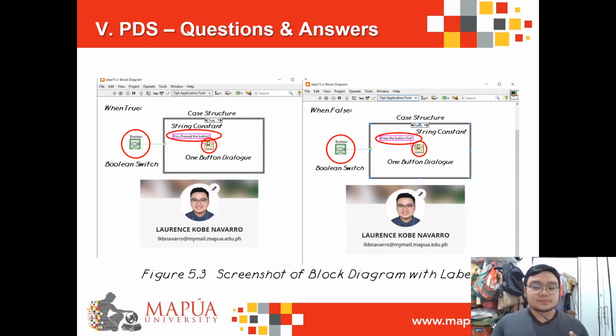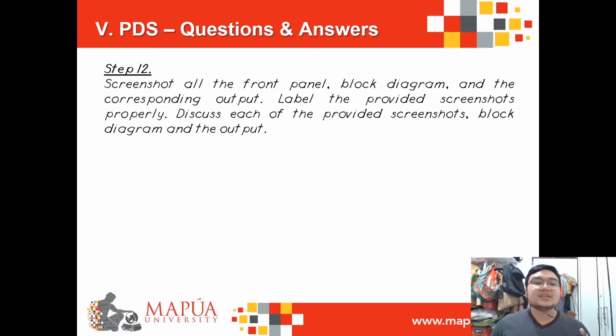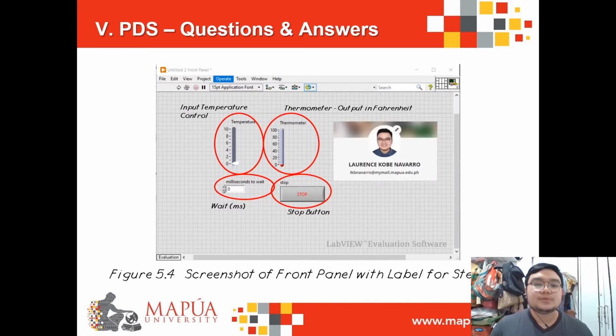As for step 12, screenshot all the front panel, block diagram, and the corresponding output. Label the provided screenshots properly. Discuss each of the provided screenshots, block diagram, and the output. As for the first one, in the laboratory manual, there is a provided circuit or block diagram, wherein that diagram was already used during the loop lab experiment.